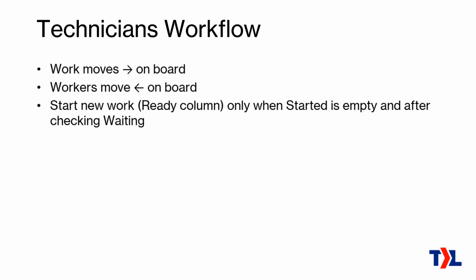They only start new work when their started column is empty and after checking the waiting column. This is how we keep the work in progress low: by focusing on the things that are already started, getting those done, and only when there's nothing still started or in progress, and nothing available in the waiting column. You want to check through the waiting column, make sure you haven't got the response, the answer to the question you were waiting for, things like that. Then go ahead and start some new work, taking the top ticket from the ready column.